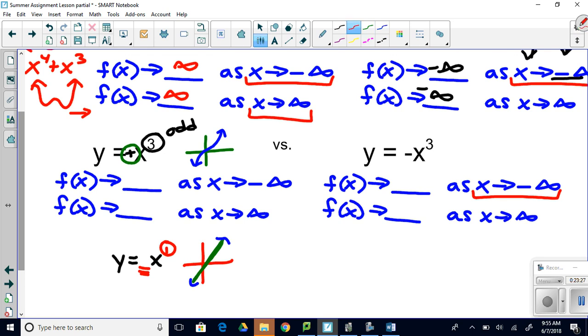So think about it this way. As x goes in the negative direction, y is going down. As x goes in the positive direction, y is going up. So that would be the end behavior for that function. And when we do negative x cubed, remember that will be a reflection. It will be the opposite. So as x goes in the negative direction, the y value goes up. And as x goes in the positive direction, the y value goes down.